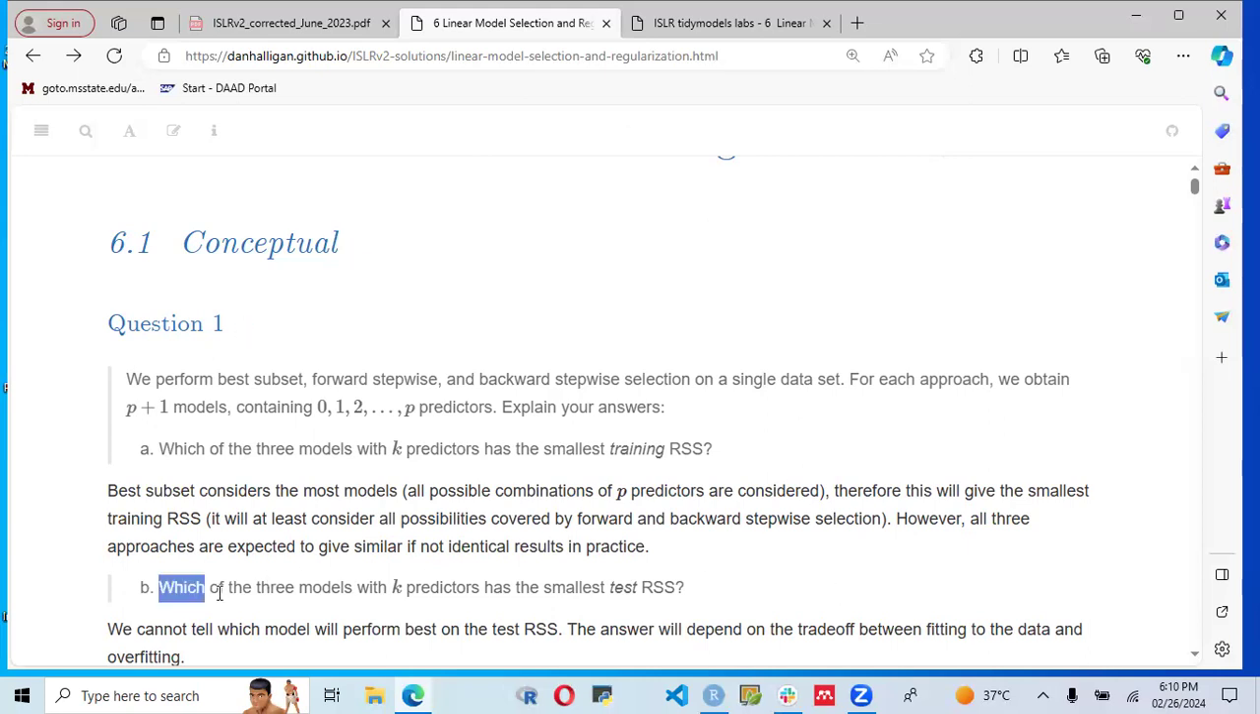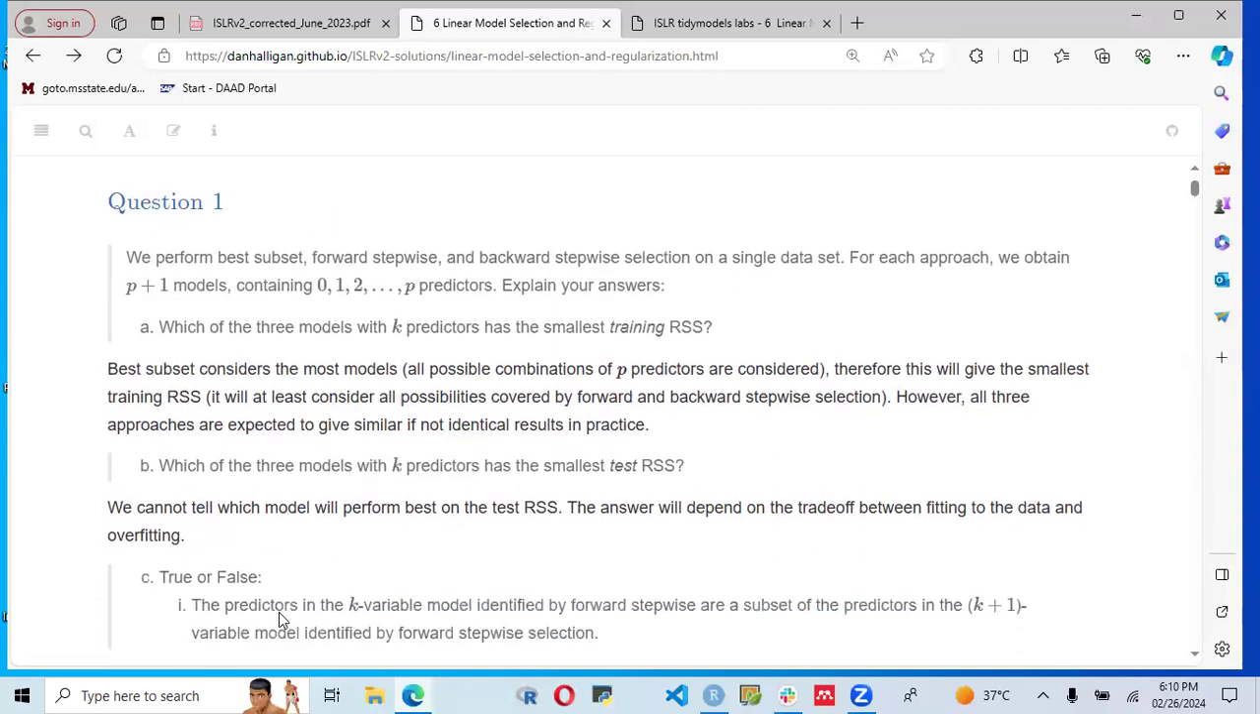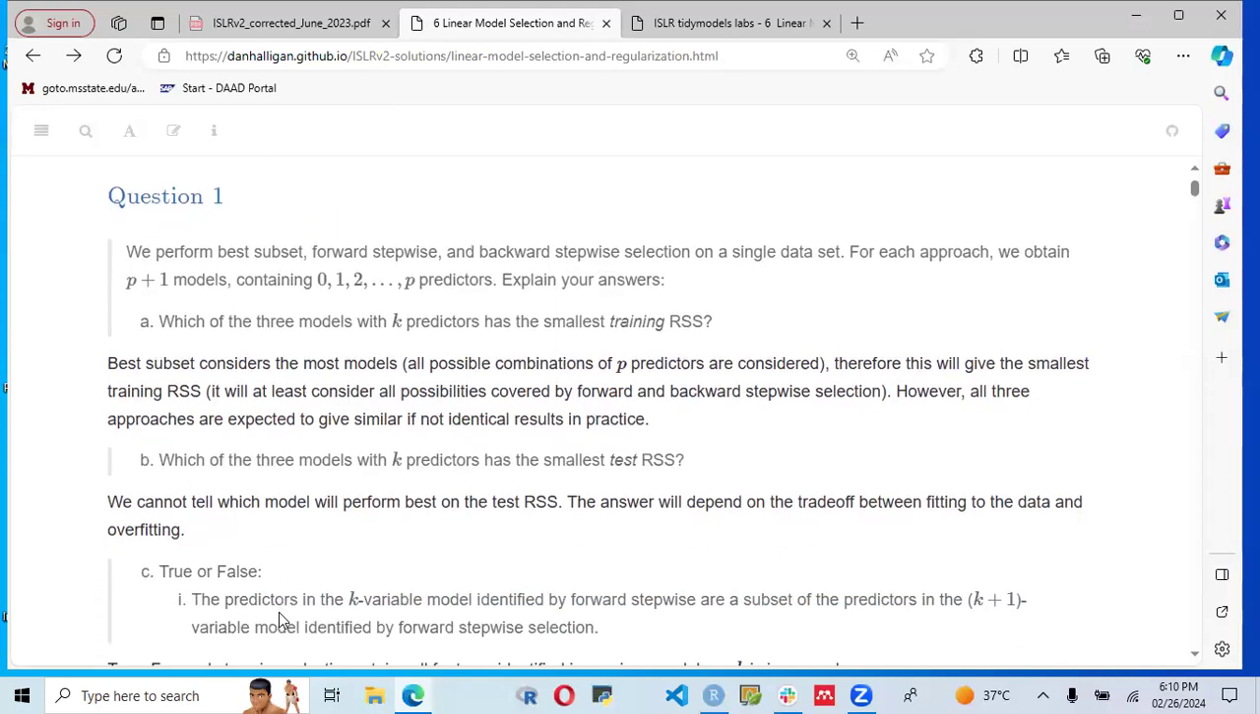Next they ask which of the three models with k predictors has the smallest test residual sum of squares. In the response, we say we cannot tell which model will perform best on the test residual sum of squares, because the answer depends on the trade-off between fitting to the data and model overfitting.